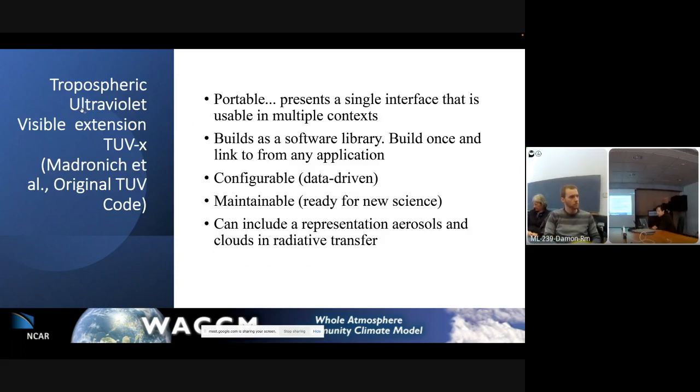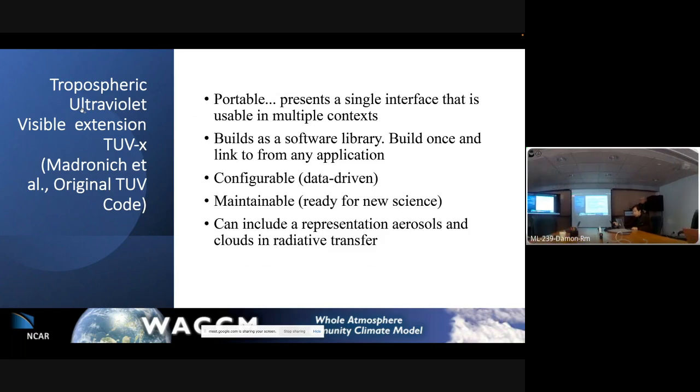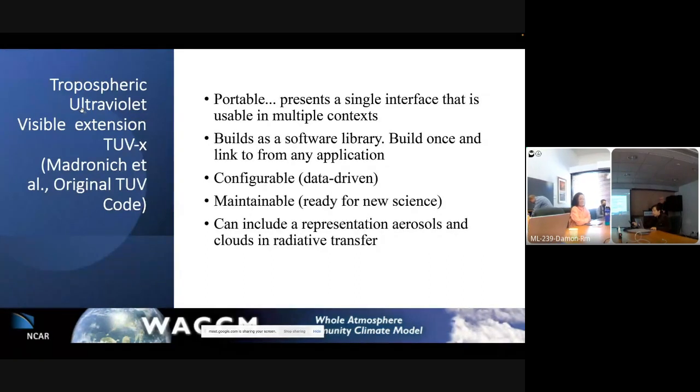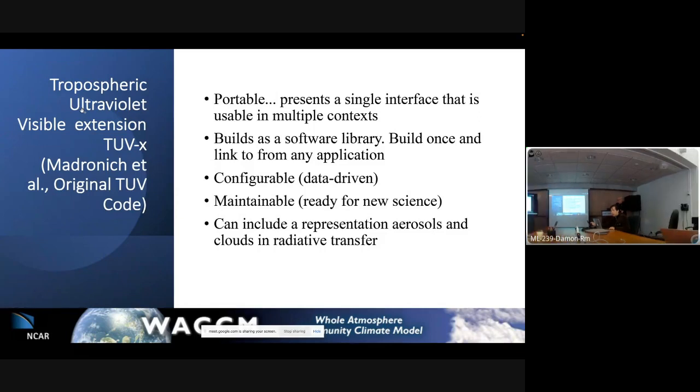Matt Dawson's probably online, and if you have any detailed system questions about TUVX, you can certainly ask him. He sent me this slide. Basically, the reason they started with Sasha Madronich's TUV 5.3 is they just tore it apart and put it back together, and they brought it up to more modern programming techniques. It's more portable. It builds as a software library, so once it's built, you can link it to any application.